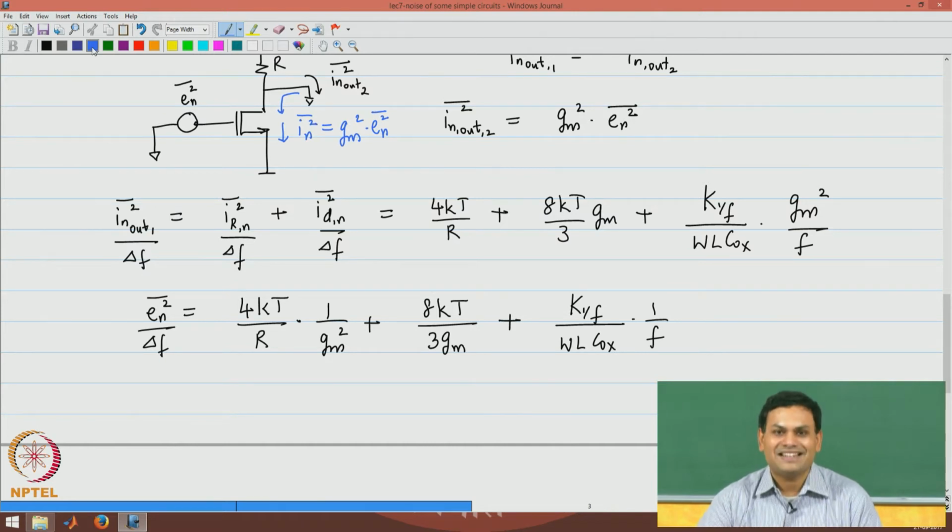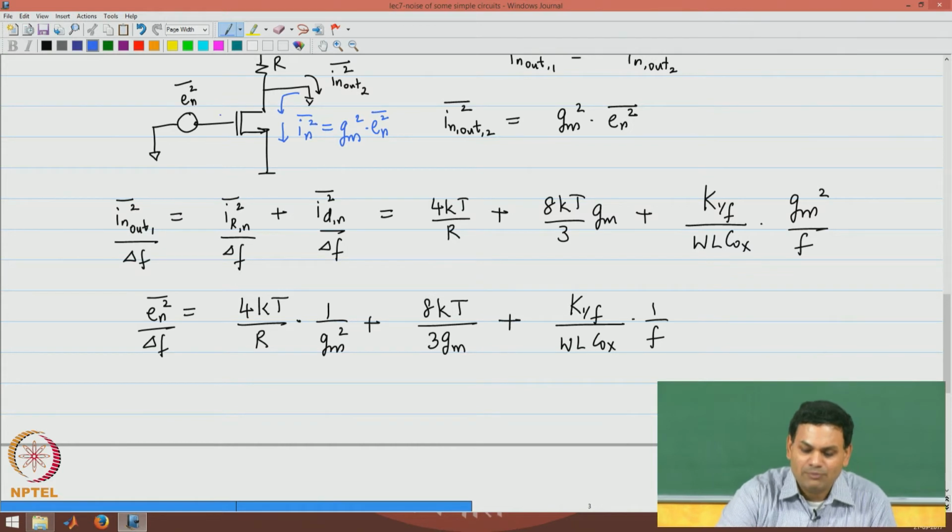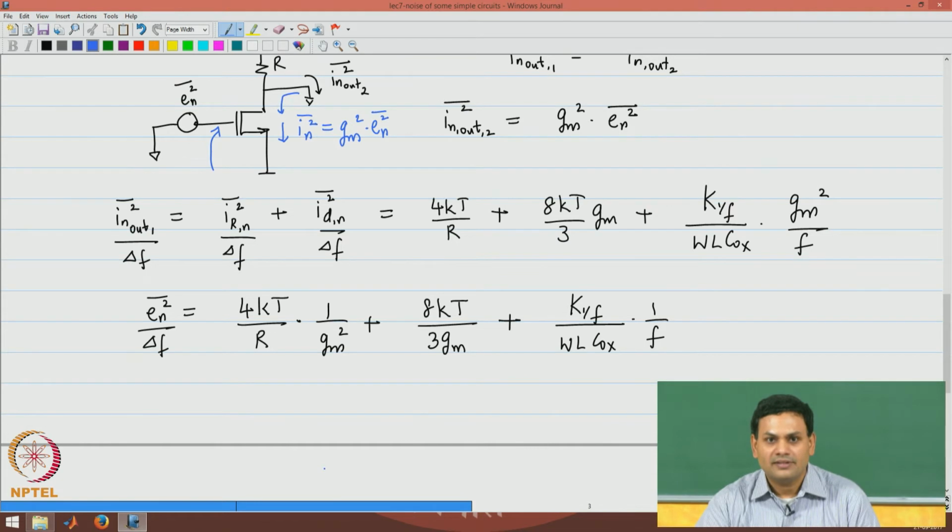We would follow the exact same procedure where we would apply an input referred noise current here, and we would calculate the overall output noise current when we apply this input referred source, and then we would calculate the overall short circuit current without this source when the resistor and the device are noisy. We would compare the two cases and we would determine the value of the input referred noise.